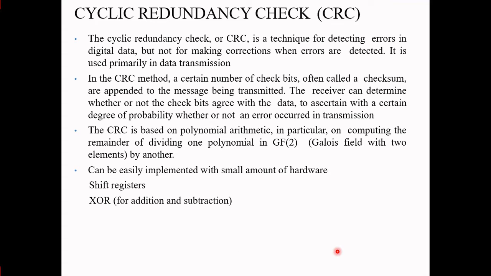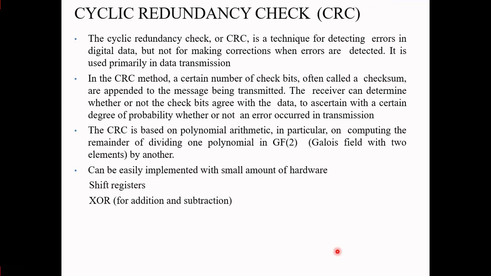Cyclic redundancy check. This cyclic redundancy check, or CRC, is a technique for detecting errors in digital data, but not for making corrections when errors are detected. It is used primarily in data transmission. In the CRC method, a certain number of check bits, often called checksum, are appended to the message being transmitted. The receiver can determine whether or not the check bits agree with the data, to assert with a certain degree of probability whether or not an error occurred in the transmission.